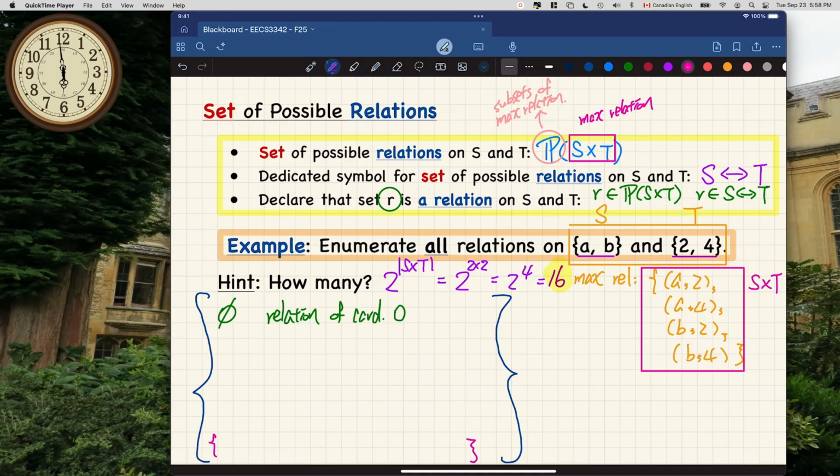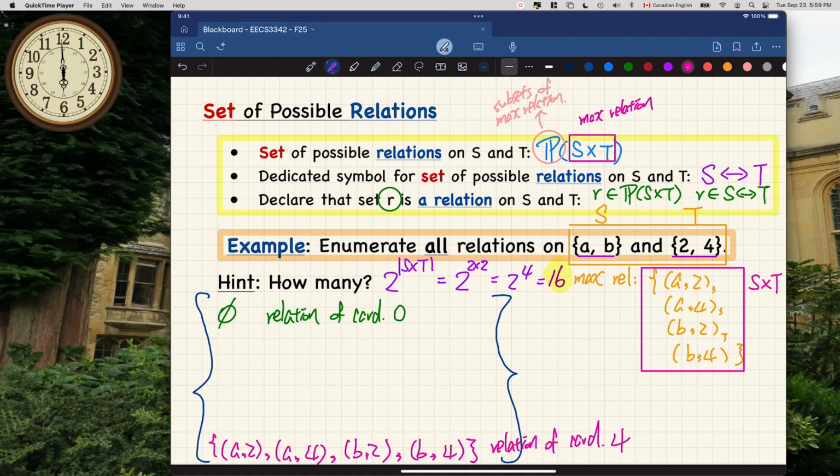the cross product. Let me just write it down. So you've got A2, you've got A4, exactly what I just enumerated here. I'll just repeat them. And then we've got B2, and also we've got B4. So this is a relation of cardinality 4. That's the maximum you can get. So what's really missing is the relations of cardinality 1, cardinality 2, and cardinality 3. We are missing those 3 categories.